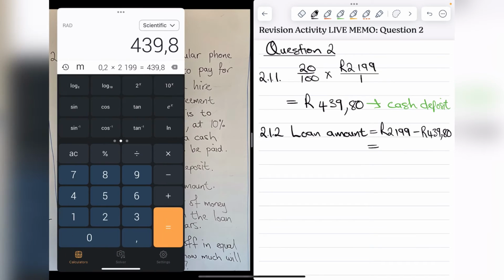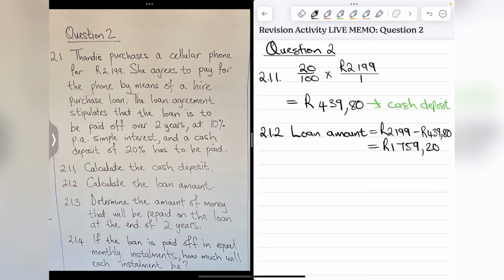And that will be equal to 2,199 minus 439 and 80 cents, which gives us 1,759 Rand and 20 cents. So that is the loan amount. So there's no funny business here, there's no insurance and all kinds of weird stuff. This is straightforward. We are simply taking away the deposit and getting the loan amount of 1,759 Rand 20 cents. And we have answered 2.1.2.